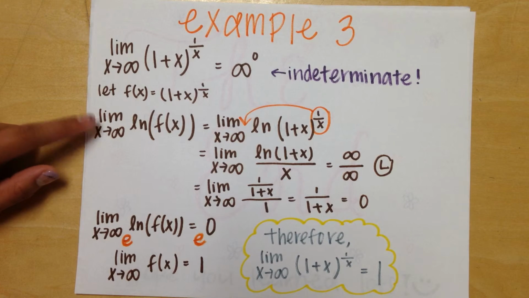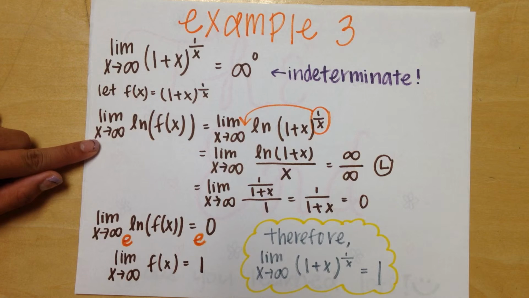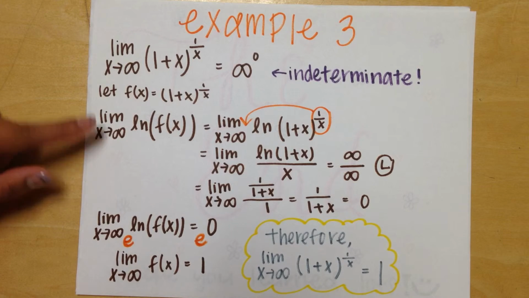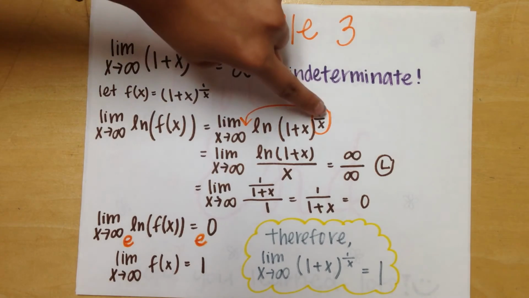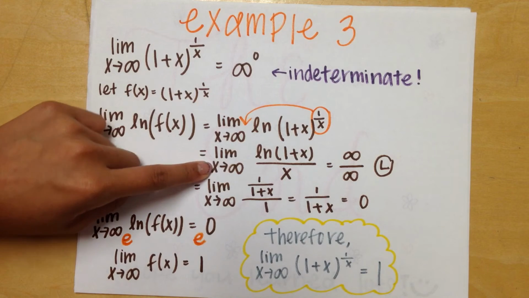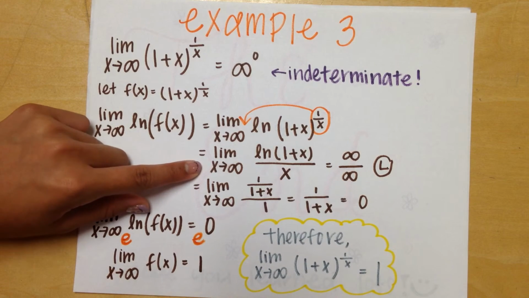Then you get the limit as x approaches infinity of ln of f of x equal to the limit as x approaches infinity of the natural log of 1 plus x to the 1 over x. But since you put the natural log in, you have to bring the exponent down, and you get natural log of 1 plus x all over x. You plug in infinity to get infinity over infinity, which then you can use L'Hopital.